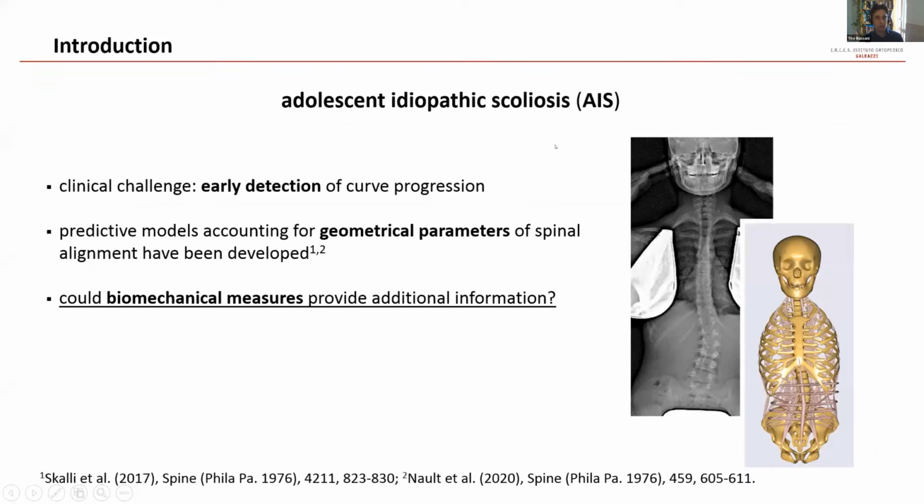Well, in adolescent idiopathic scoliosis, one of the major clinical challenges is the early detection of the curve progression, which can help in targeting the most effective non-operative treatments. And in this regard, in the last years, predictive models accounting for geometrical parameters of the spinal alignment have been developed, trying to predict the curve progression in mild scoliosis and before the growth spurt. So in this context, the question is, could biomechanical measures, in this case provided by musculoskeletal modeling, represent advantageous additional information?